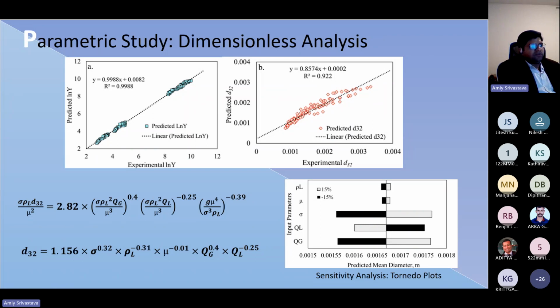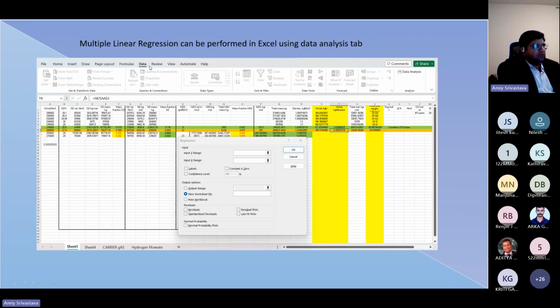So we decided, and this is another thing I wanted to show to the students, how you can perform multilinear regression in Excel. We have a data tab in Excel, and then we have data analysis. When you open data analysis, you will find regression. In the regression, you can put your input ranges, like Y values, and then X ranges, like independent variables.